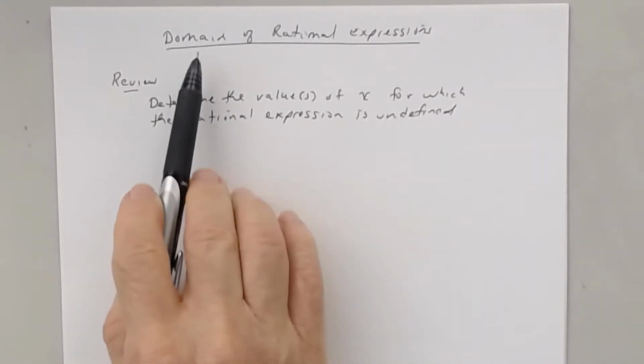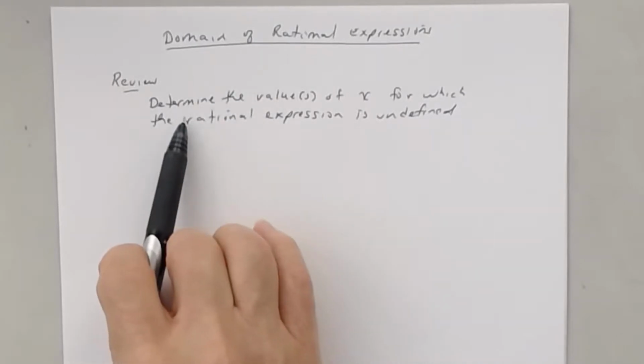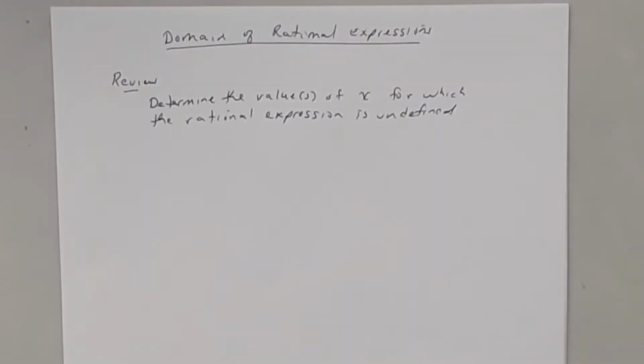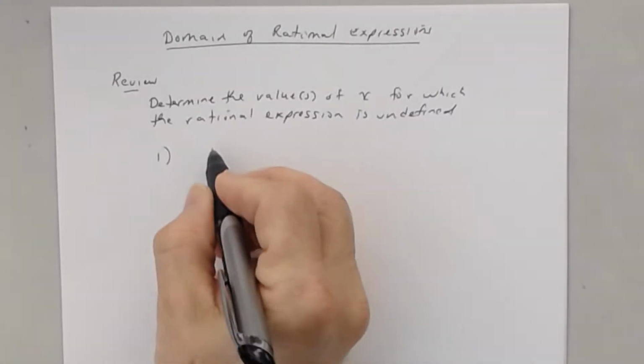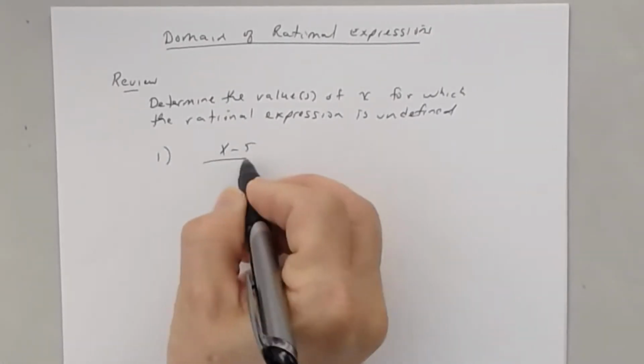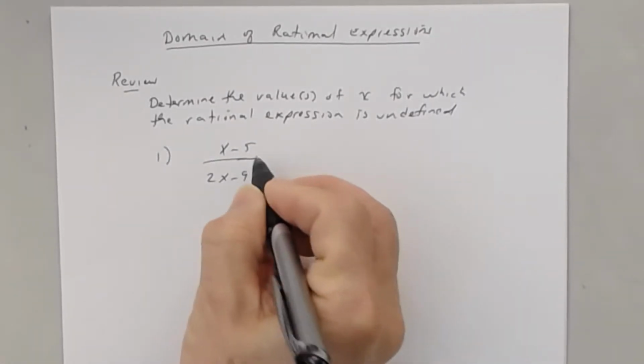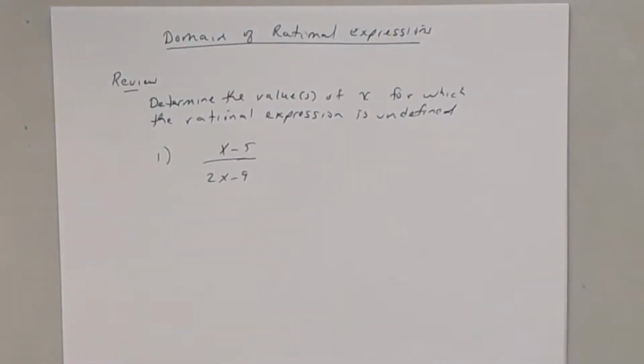So before we can talk about the domain, let's talk about what we mean from that previous worksheet. Determine the values of x for which the rational expression is undefined. Let's suppose I had this rational expression, x minus 5 divided by 2x minus 9. And that was the back part of that worksheet.